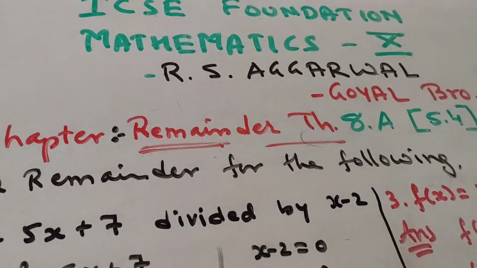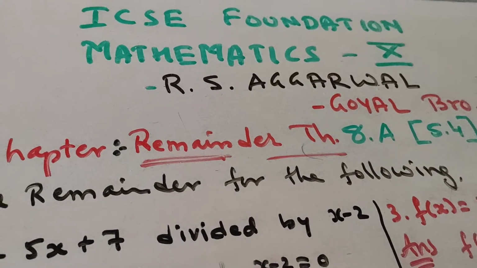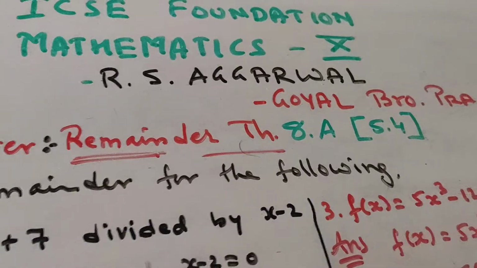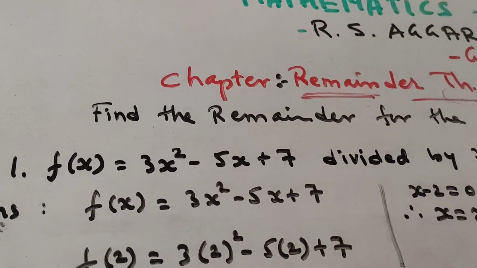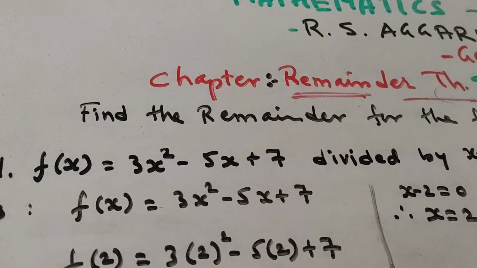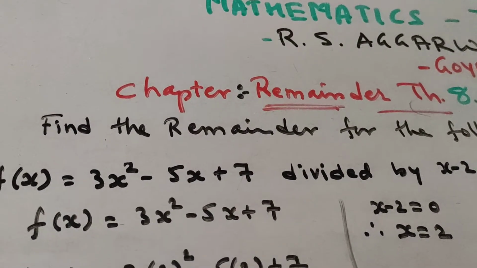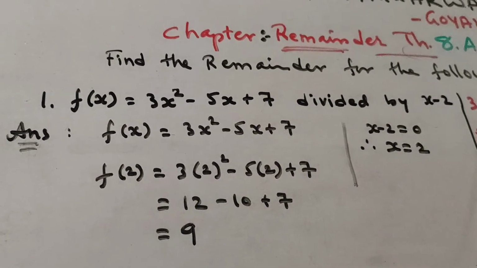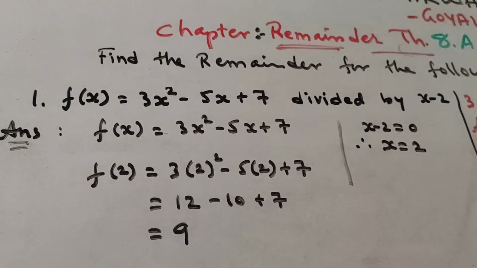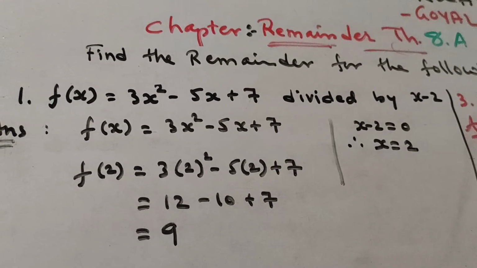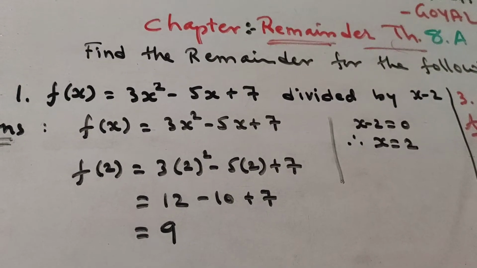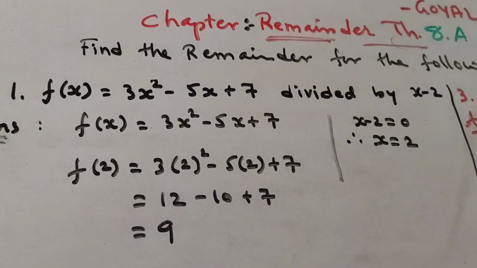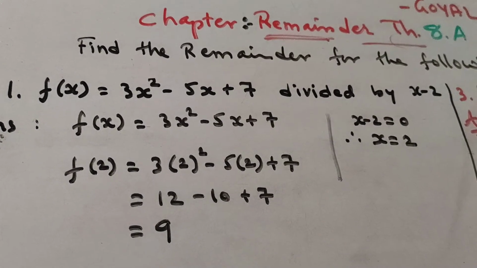Okay, so we are with exercise 8A, and the question says, find the remainder for the following. Number 1, f(x) is equal to 3x square minus 5x plus 7 divided by x minus 2. Then we'll solve it in this manner. So our answer begins from here. f(x) is equal to 3x square minus 5x plus 7. On the right hand side, we'll make a small column and we'll write x minus 2 is equal to 0. That means we need to find out if it is having a remainder or not.